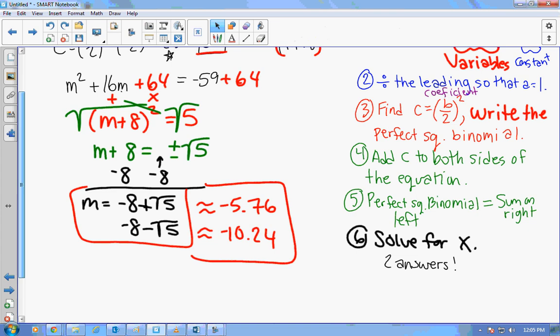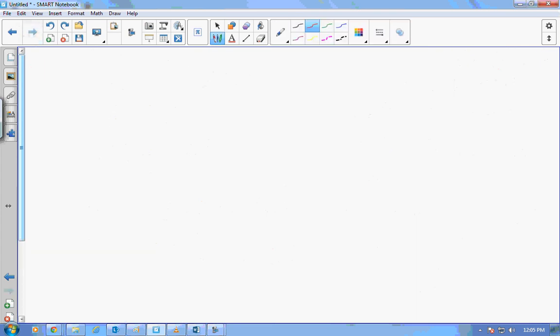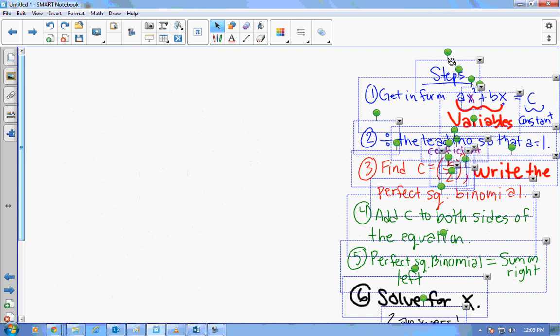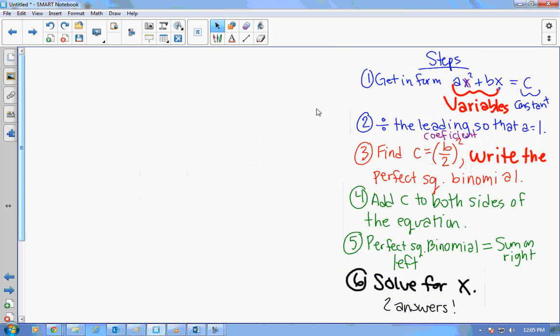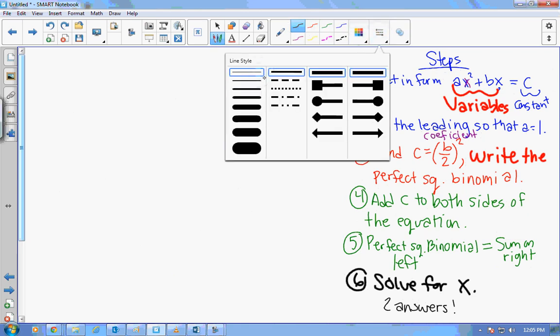We're going to do one more to practice before I take you to the computer lab and you start trying these on your own. Here we go. You should have the steps in your notes. So when we go to the computer lab, your notes with these steps should be out on your desk, available for you to see. Okay, last example for the notes.